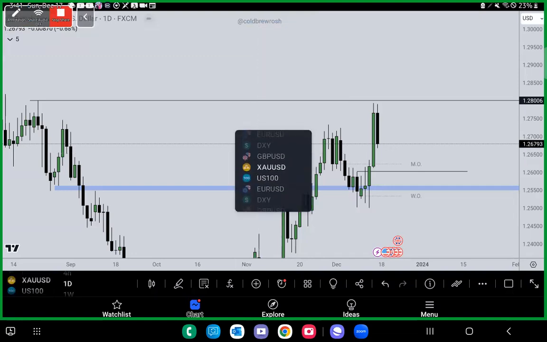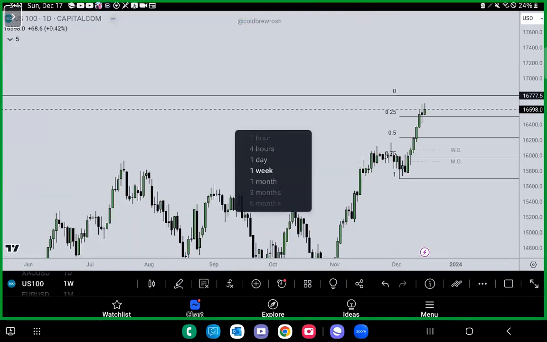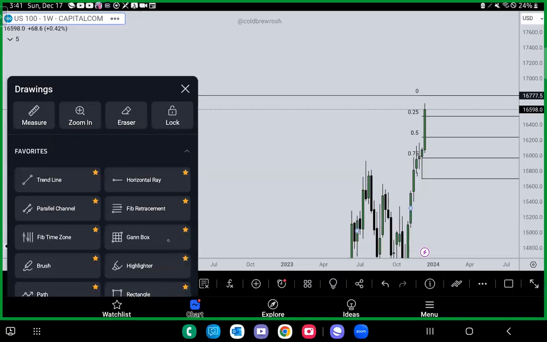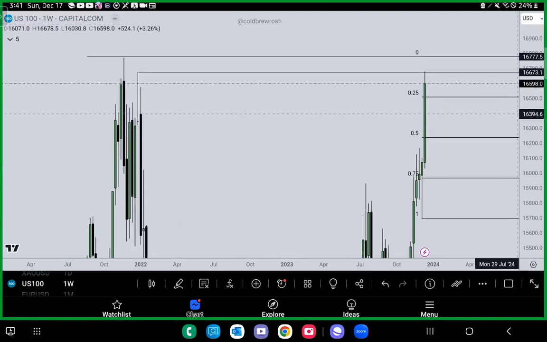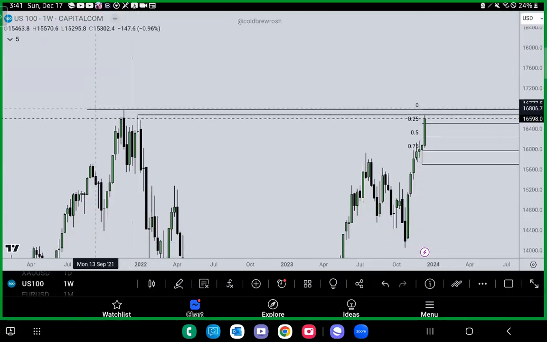Moving to NAS 100. We were calling this level, this was the December high right here of 2021. When we saw this level taken just by a pip, not by a lot, but I do believe different broker feeds showed a different scenario. But we did take that level. The biggest point about NAS is I believe that we will create a new all-time high.